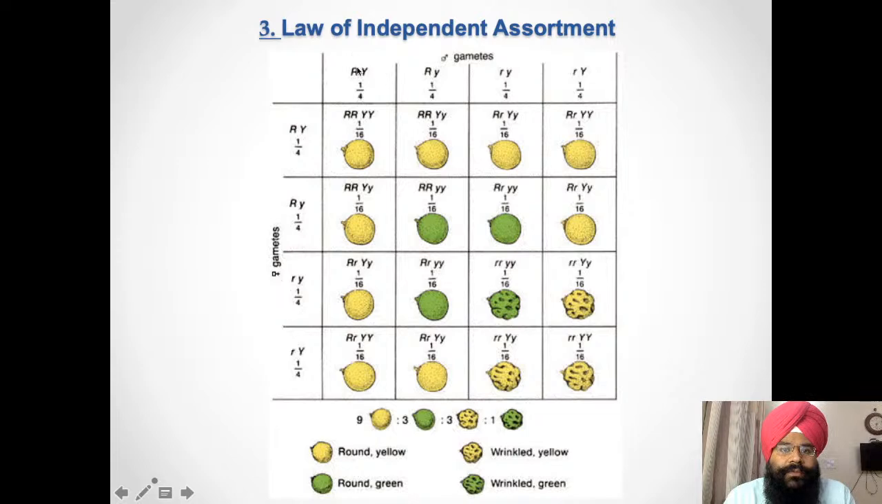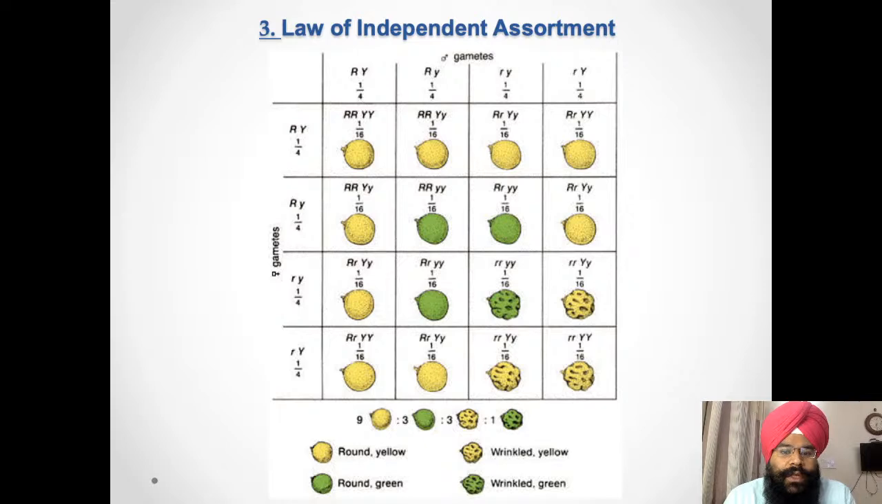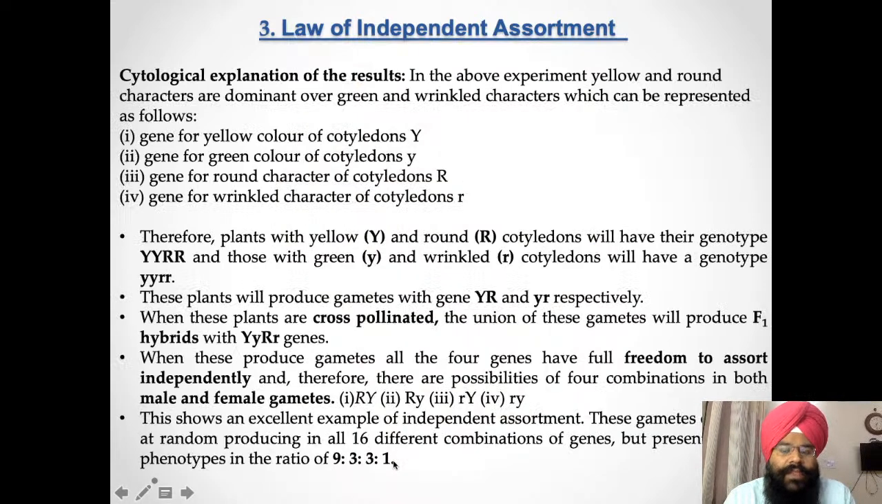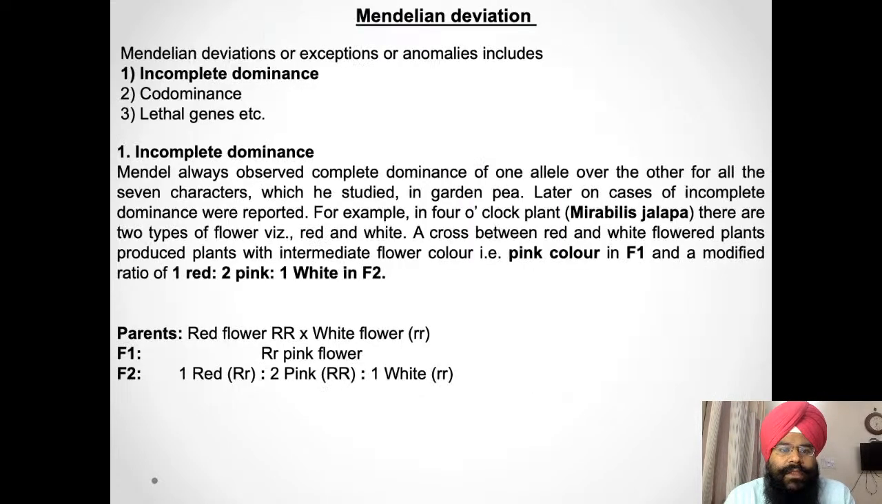So this shows an excellent example of independent assortment, and these gametes can unite at random, producing 16 different combinations, presenting four phenotypes in the ratio of 9 is to 3 is to 3 is to 1. So we have mainly four phenotypes that I have shown you. So you will have these kind of results, and all these results are independently assorted. This has been explained again, how we came to the results.